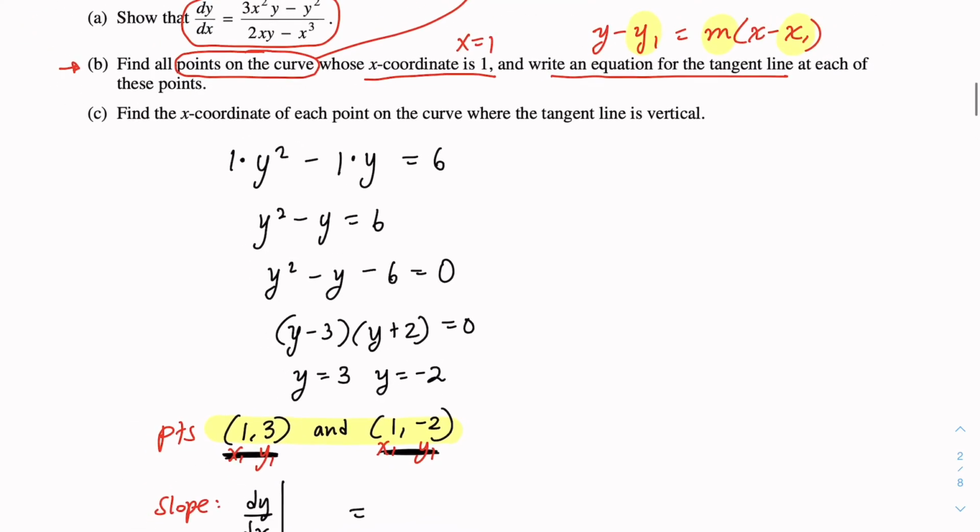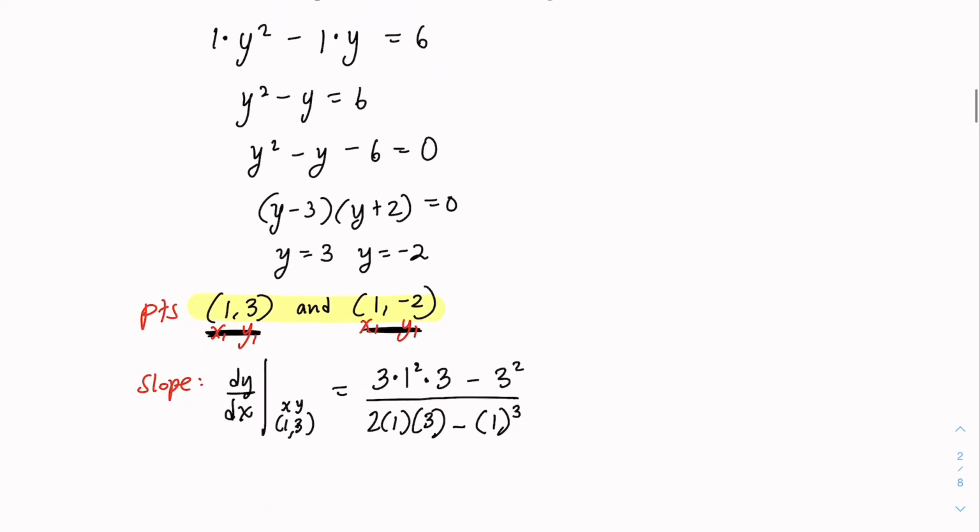So copying down the derivative, which is 3x squared y minus y squared over 2xy minus x squared. Now instead of x, I'm plugging in 1 squared times, instead of y, I'm plugging in 3. And I'll just go on plugging in those values carefully. 2 times x, which is 1, times y, which is 3, minus x, which is 1 cubed. So looks like my slope is 3 times 3 is 9, minus 9 is 0. And 0 over anything is 0. I don't even need to finish the problem. So that's the slope at the first point.